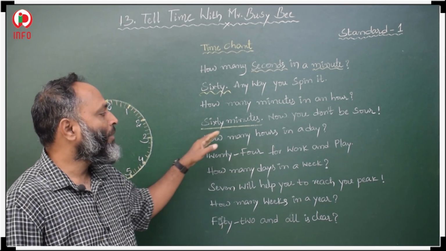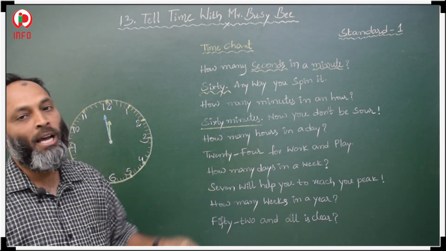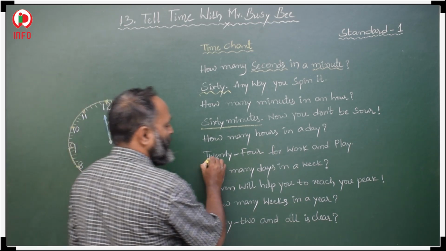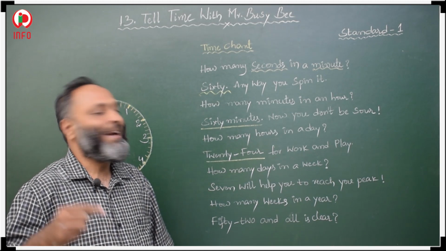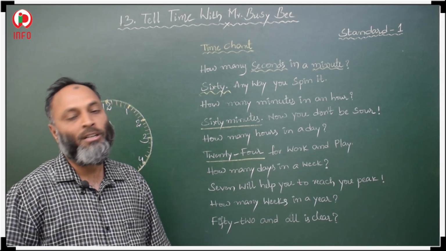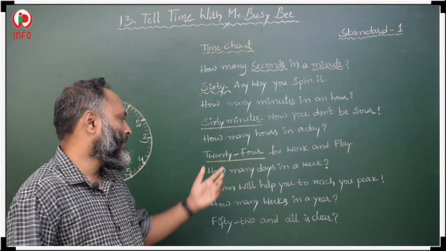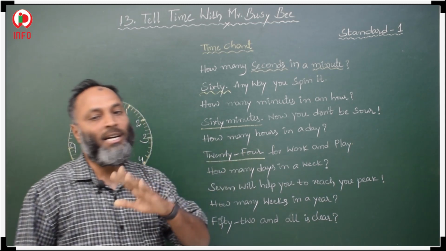Next, how many hours in a day? 24. 24 hours in a day for work and play. So whatever you want, work and play. So total 24 hours a day.